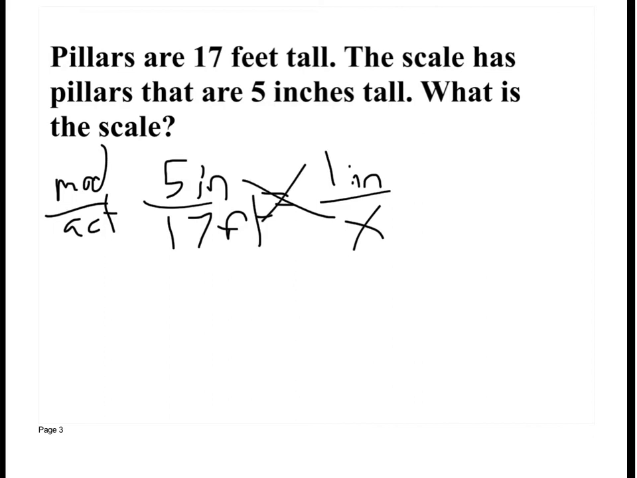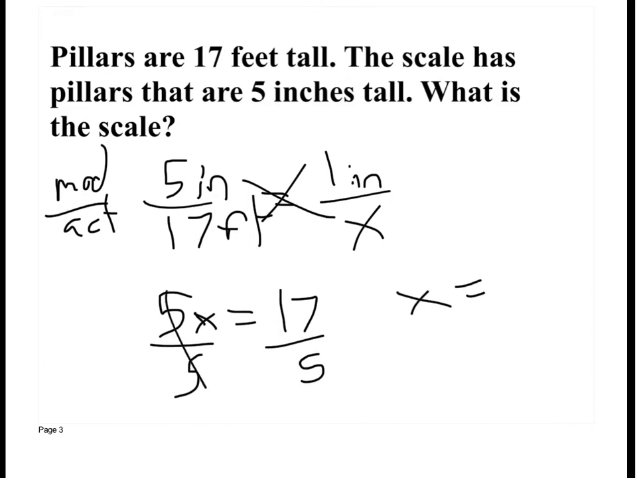So I cross multiply. 5 times x is equal to 17. So I divide both of the sides by 5. Okay. X is equal to, when you do 17 divided by 5, 3.4. So the scale, when you write it out, 1 inch is 3.4 feet. Inches are on top, feet on bottom. Okay, keep inches with your model, keep feet with your actual.